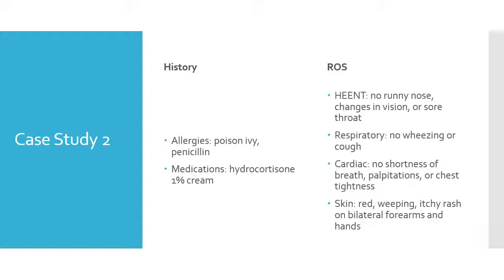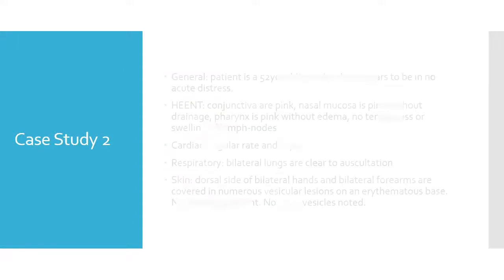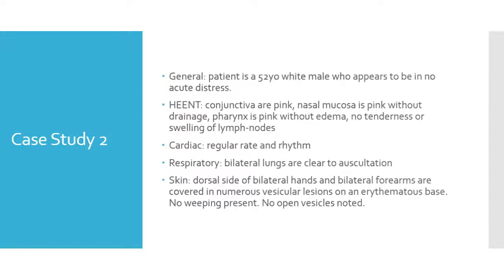He has a red, weeping, itchy rash on bilateral forearms and hands. His vital signs are stable. BMI, he is obese. So we have a 52-year-old white male who appears to be in no acute distress. His conjunctiva are pink. Nasal mucosa is pink without drainage. Pharynx is pink without edema, no tenderness or swelling of lymph nodes. Regular rate and rhythm of his heart. Lungs are clear to auscultation. Skin of his bilateral hands and forearms are covered in numerous vesicular lesions on an erythematous base. No weeping is present and no open vesicles noted.